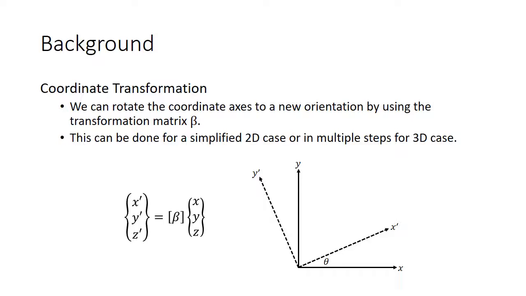This coordinate transformation can be done in one step for a simplified 2D case or multiple steps for a 3D case, which consists of rotation about more than one axis. So you have your original axis and you want to change that to a different reference of this axis here. And so all of your coordinates for your original, if you take that and multiply that by your beta matrix, you get your new axes.